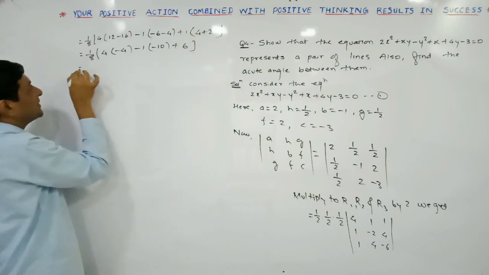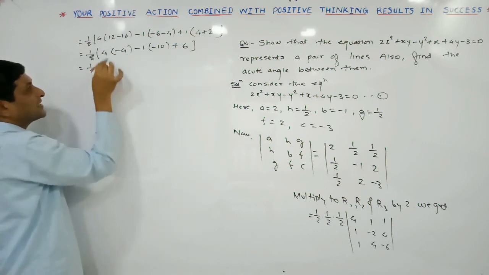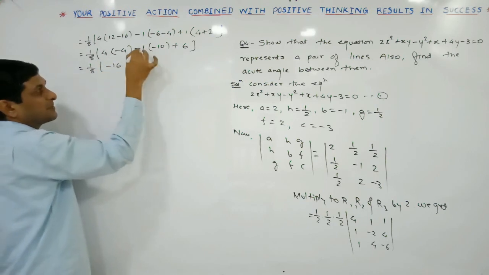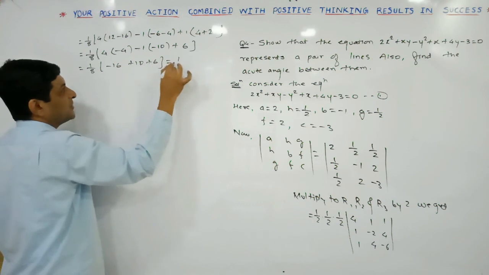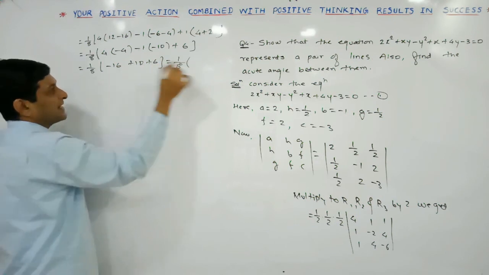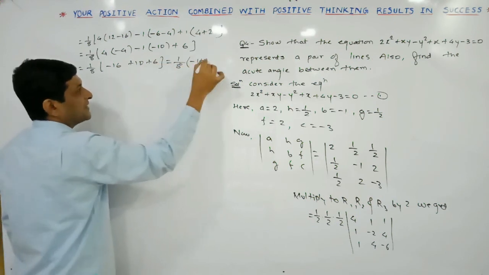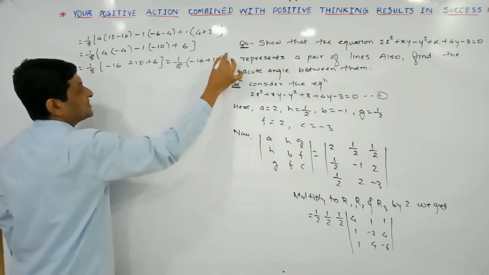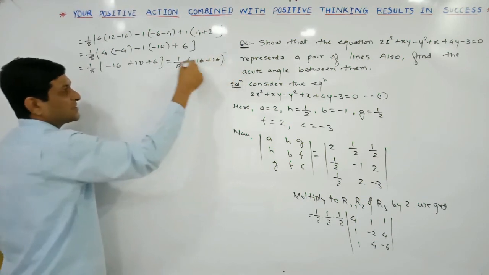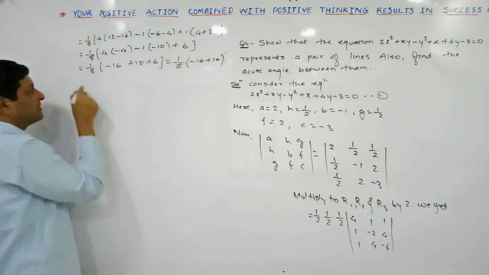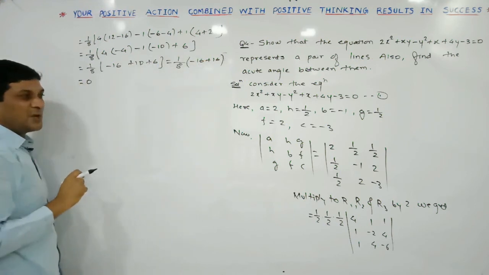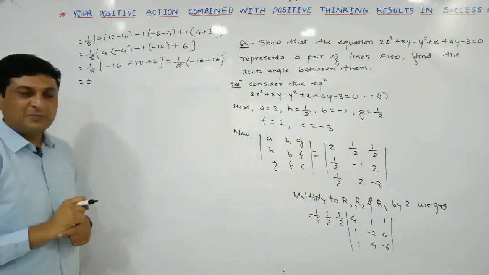So which is equal to 1 by 8 as it is. Let us see what we'll get here. Minus 16, here minus into minus will be plus 10 plus 6. So which is equal to 1 by 8, keep it as it is. Here minus 16 and here we will get plus 16. Now easily we can observe that minus 16 and plus 16 will get cancelled. Means here we will get 0. 0 into 1 by 8 will be equal to 0. So we have shown that the value of this determinant will be equal to what?